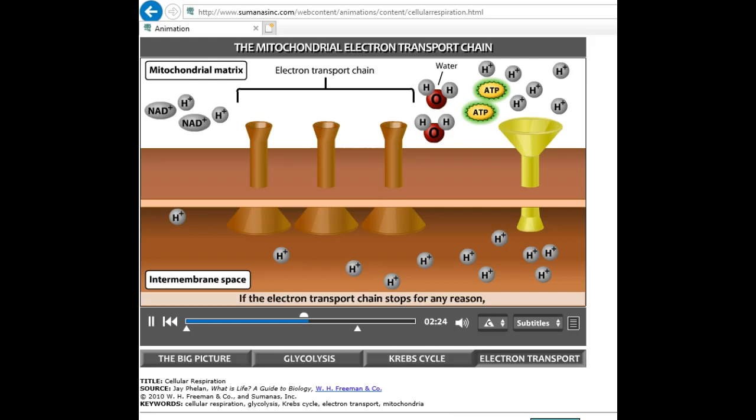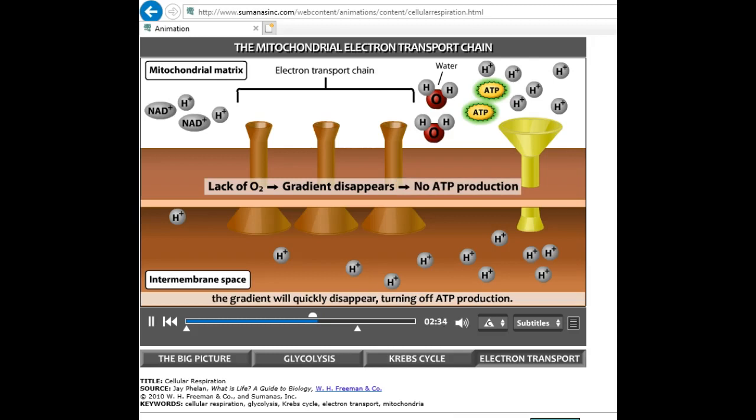If the electron transport chain stops for any reason, such as a lack of oxygen to capture electrons at the end of the chain, the gradient will quickly disappear, turning off ATP production. The NAD+ molecules left over from the electron transport chain are later recycled back to glycolysis and the Krebs cycle, where they will capture more high-energy electrons from food molecules.